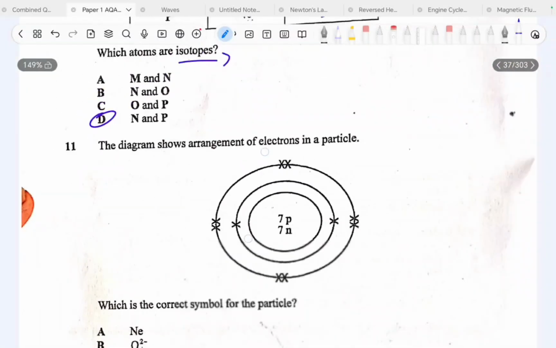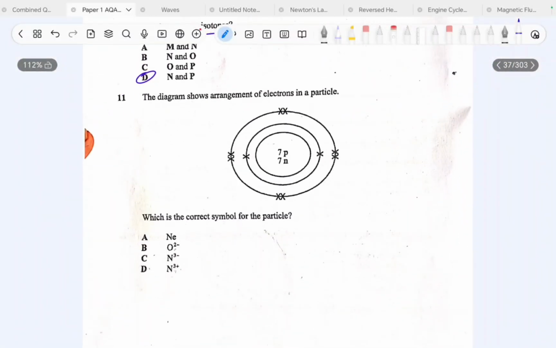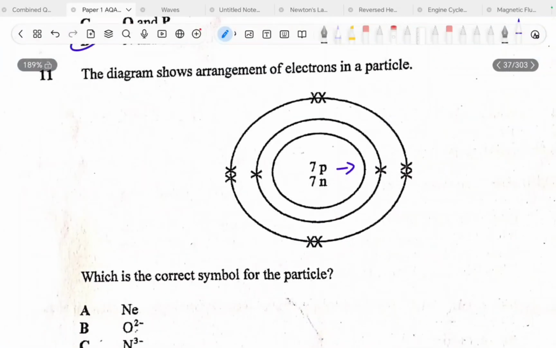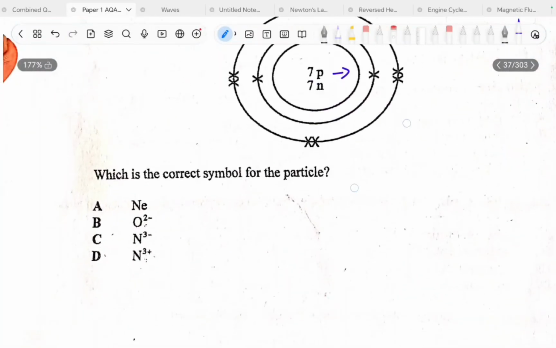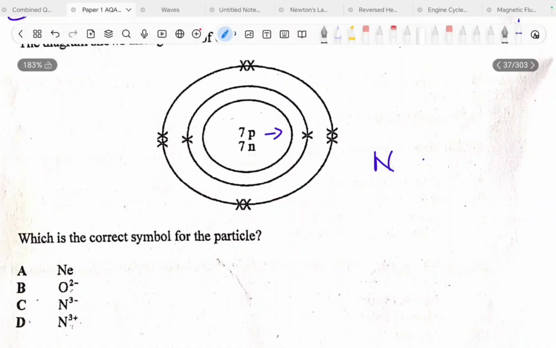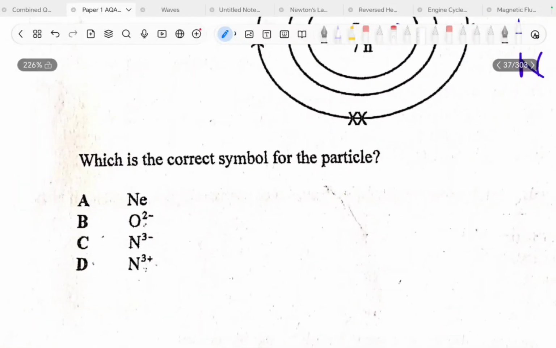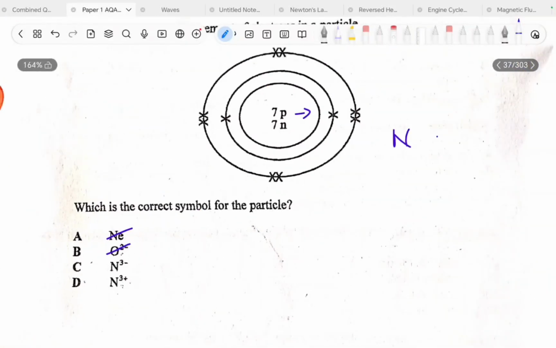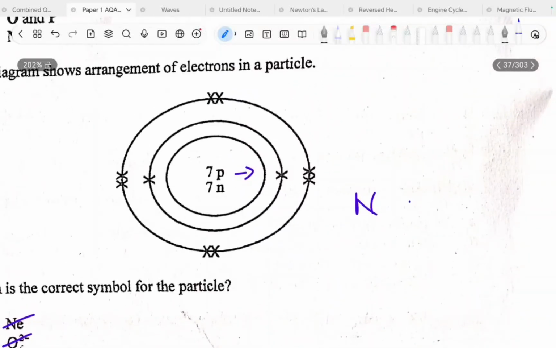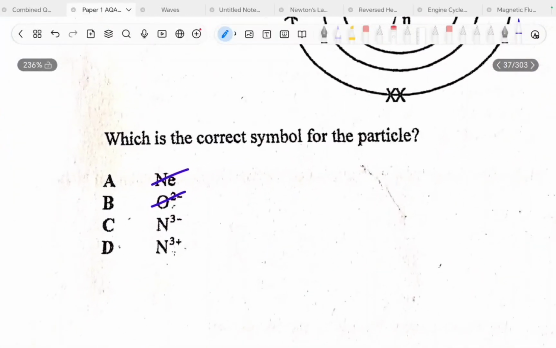So D. The diagram shows the arrangement of electrons in a particle. The first thing you have to do is look at the protons. 7 protons is nitrogen. So we have a nitrogen ion or nitrogen something. Cancel everything that's not nitrogen, and then you start from there. Count the number of electrons. We have 7 protons and 10 electrons. That means it's a 3 minus charge. So this should be your answer.